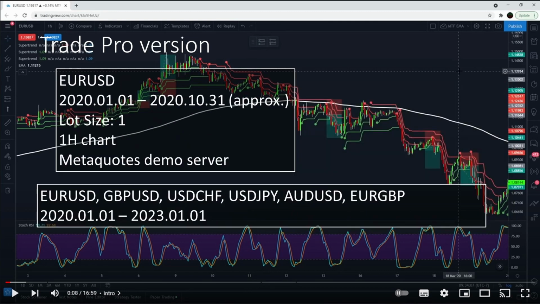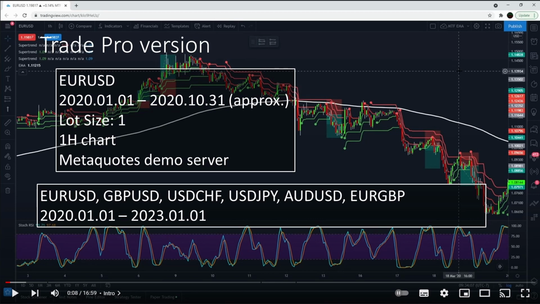In the TradePro video, he tested using Euro USD, and it ran from approximately the 1st of January 2020 until the 31st of October 2020. I'm going to be testing that with a lot size of 1. TradePro used a 1-hour chart, and in this case I am using the MetaQuotes demo server because it has the data back to 2020 for Euro USD.